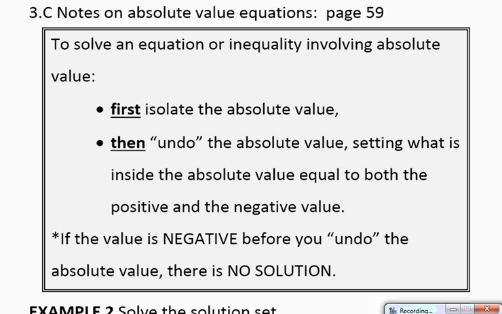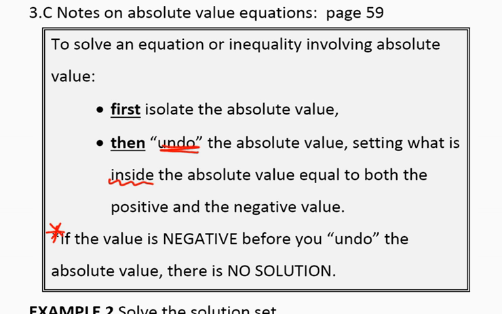Then we're going to undo the absolute value, and we're going to learn what that means as we go, setting what is inside the absolute value equal to both the positive and the negative, because we know that absolute value means the distance from 0. So we know the distance can be either a number to the right, which is positive, or a number to the left, which is negative. So we will take the inside and say it either could be the positive direction or it could be the negative direction.